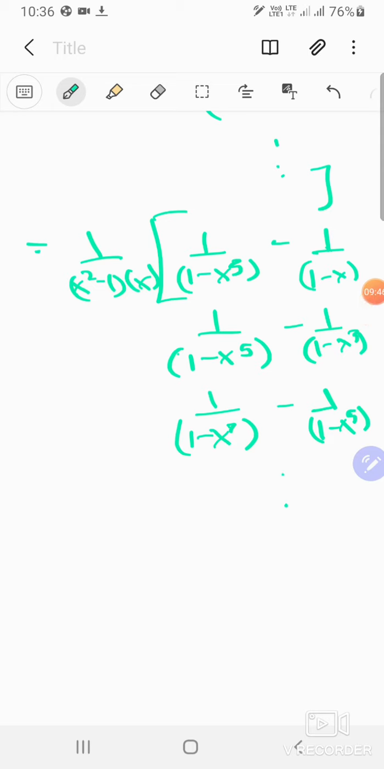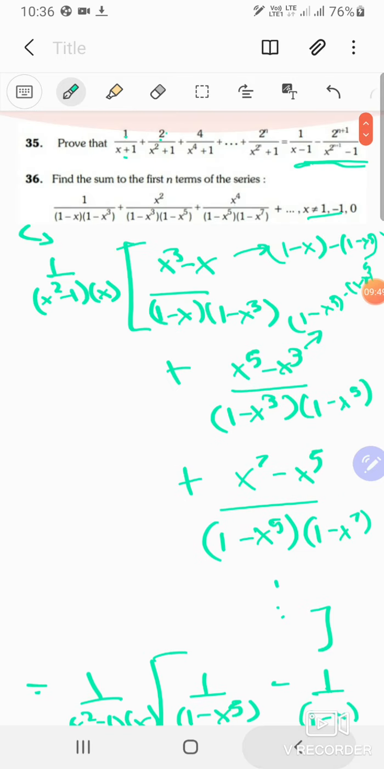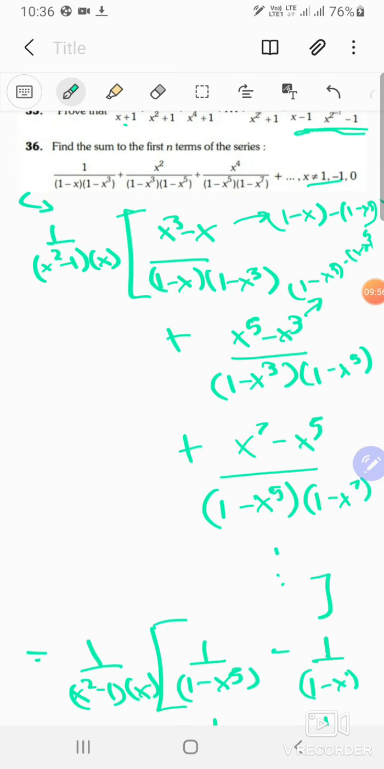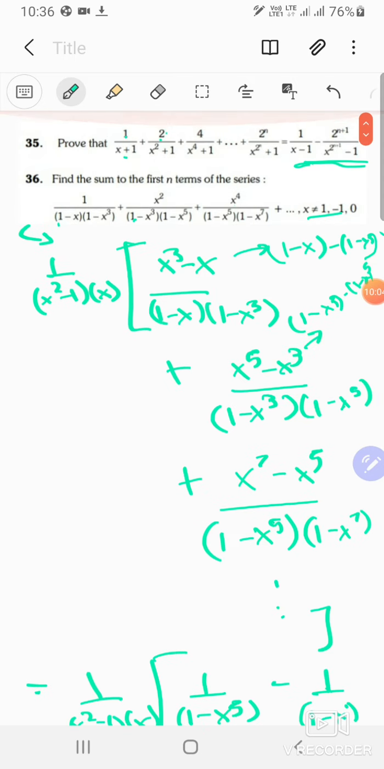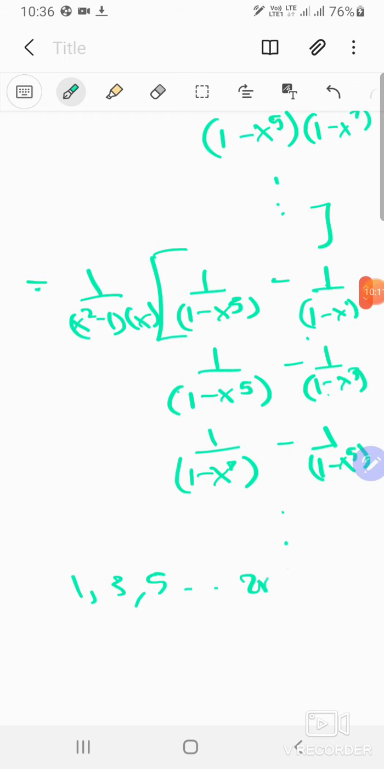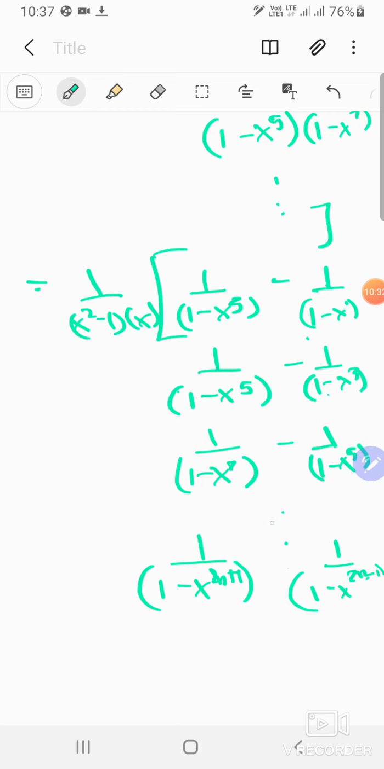And now we care about what the last term is going to be. Let us see. You have x to the first power, then x to the third power, then x to the fifth power. Yes, that looks correct. So what's the nth term of this series? You have the series 1, 3, 5. The nth term is going to be 2n minus 1. So for the last term, you will have 1 upon (1 minus x to the 2n minus 1). And similarly for this, you will have 2n plus 1. Yes, that's correct. So 1 upon (1 minus x to the 2n plus 1) minus this thing. So that will be our series.